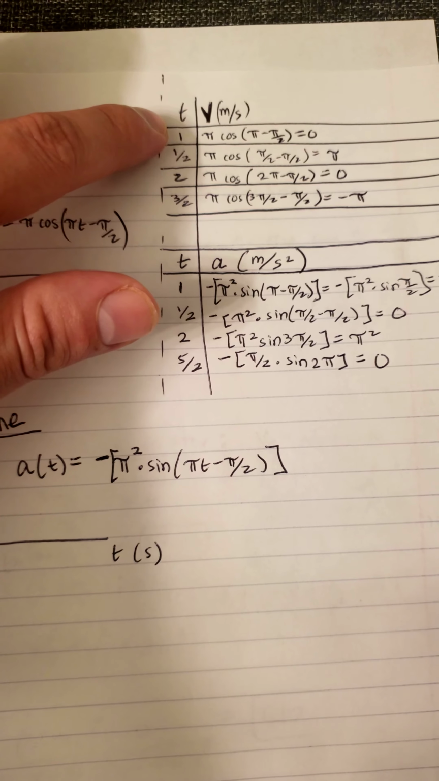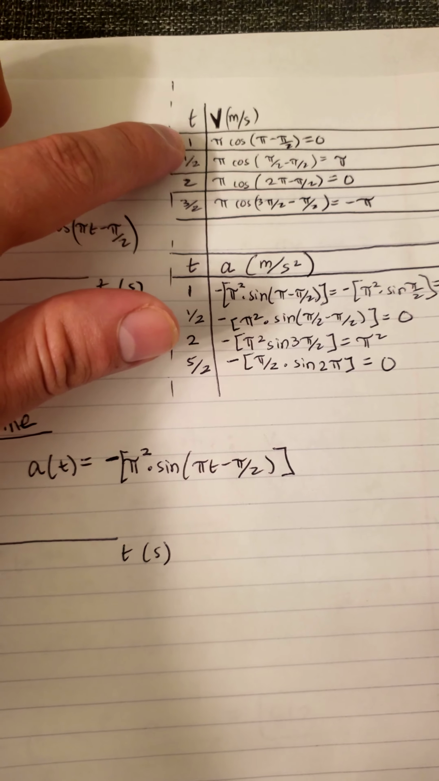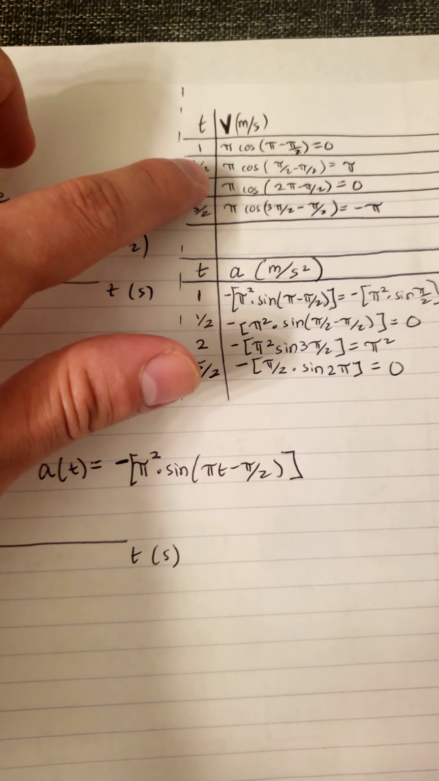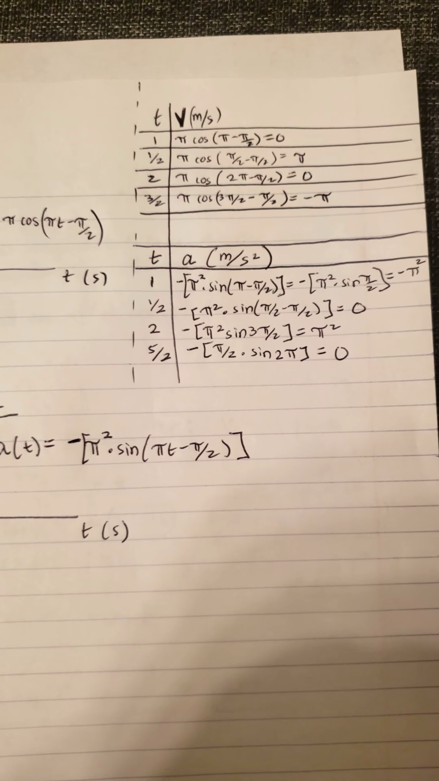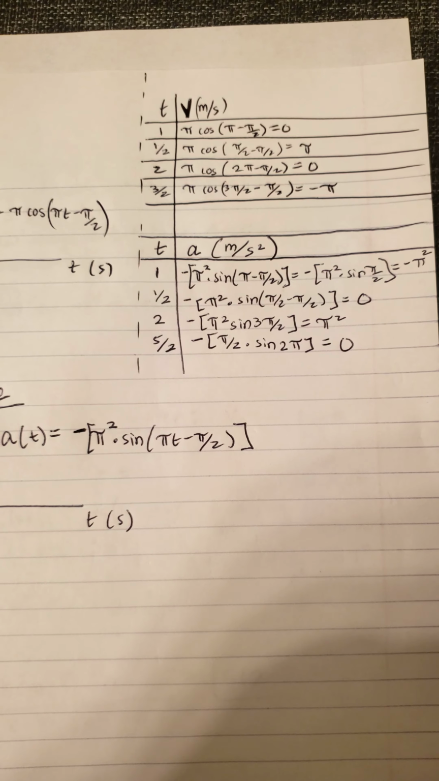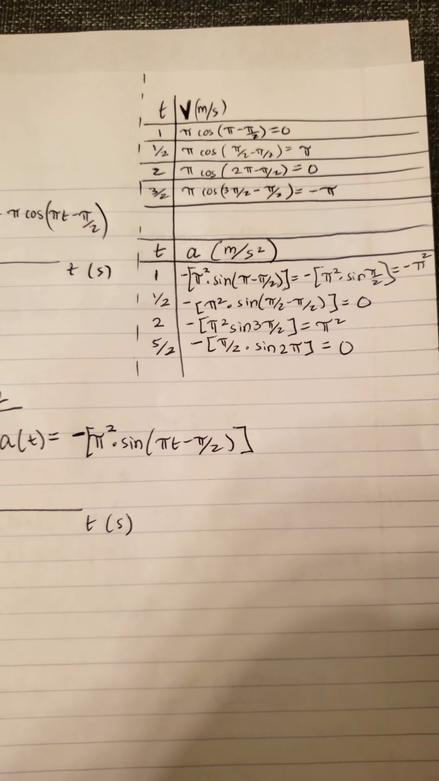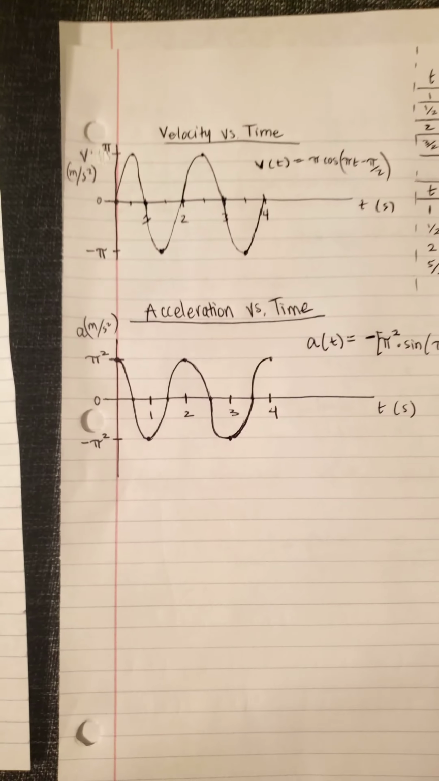For velocity, if you plug in a time, it just goes back and forth for 0, pi, 0, negative pi, and so on and so on. And the same goes for the acceleration graph. And that is about it.